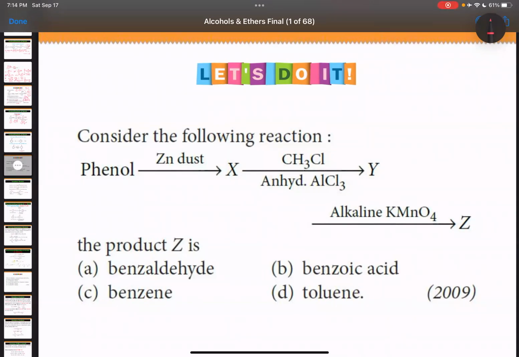Sir, benzaldehyde? Memuna, what's your answer? Yeah, benzaldehyde. And yeah, we're very close. So what is X? That is clear. Yes, sir, it's clear. X is benzene. Okay. And Y is also clear. What is Y? That is toluene.